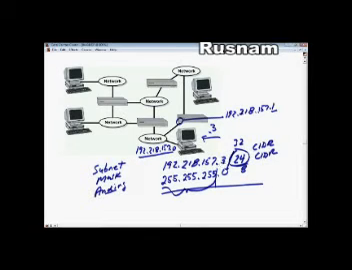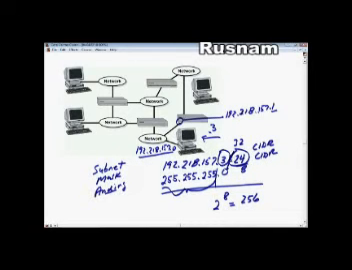Now, if we've got 8 bits available for the host, we know that's going to be 2 to the 8th power. We saw that earlier on that table I gave you. 2 to the 8th power equals 256. So there's 256 combinations in this last octet.